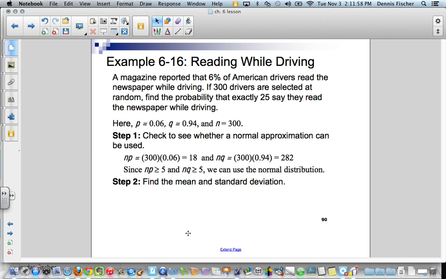N times q: 300 times 0.94 is 282. Way better than 5, right? So it's approximately normal. If it's less than 5, we can't do the problem.